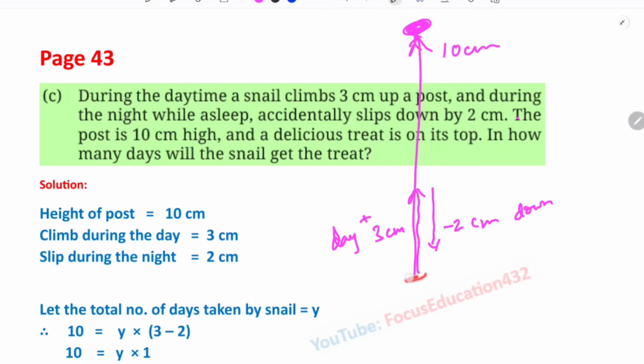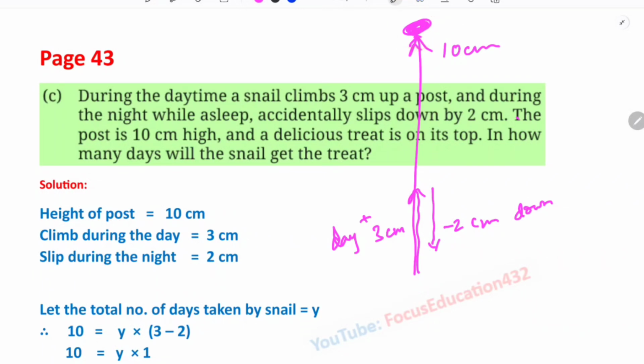A snail, what will it do? Every day it climbs up 3 centimeters in the day, and during night, while asleep, it comes down 2 centimeters. So net in one day, how many centimeters is it climbing up? Only 1 centimeter, because 3 centimeters up and 2 centimeters down means 3 minus 2 is only 1 centimeter up. So this is the total. The height of this one is where the treat is available.